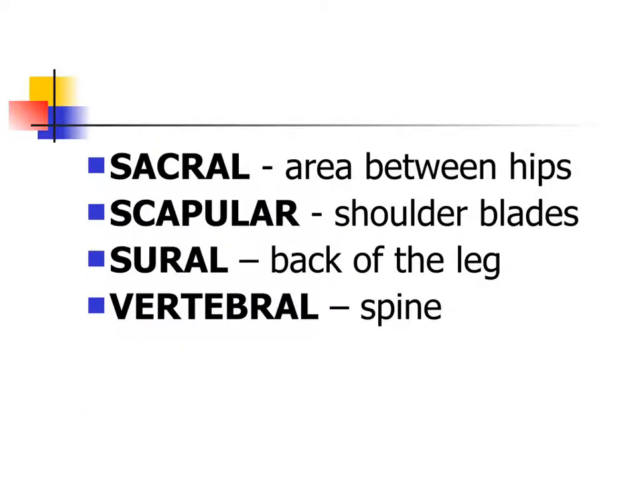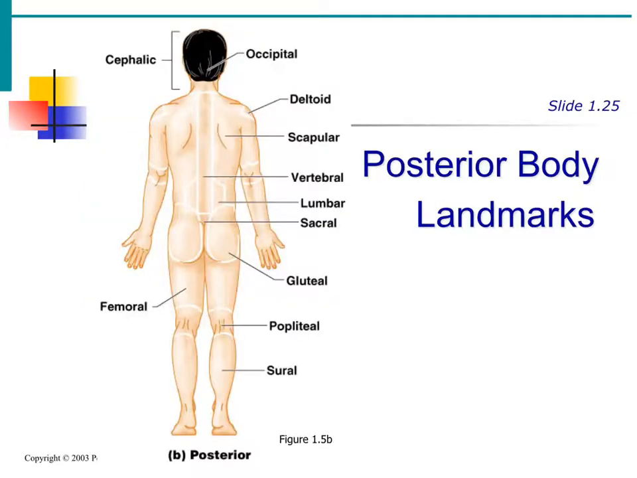Sacral refers to the small portion of the lower back, a triangular area between the hips. Scapular refers to the shoulder blade area. Sural is the back of the leg. Crural is the front of the leg, and sural is the back of the lower leg. And then vertebral refers to the entire spine. So again, cephalic refers to the entire head. The occipital is just the back portion of the head.